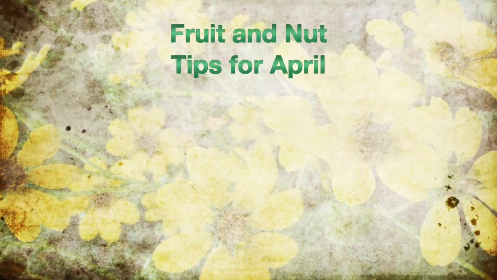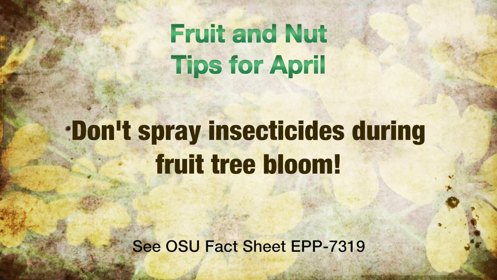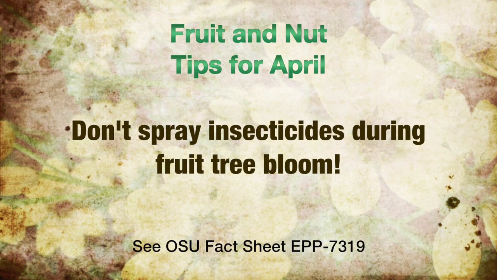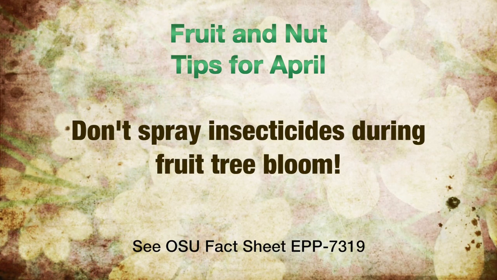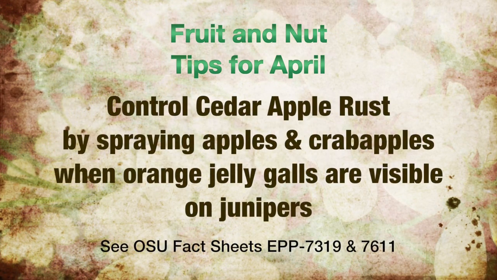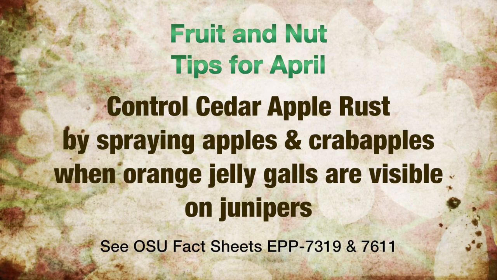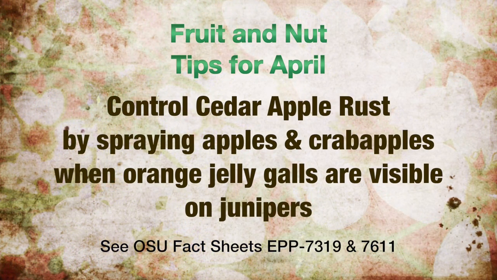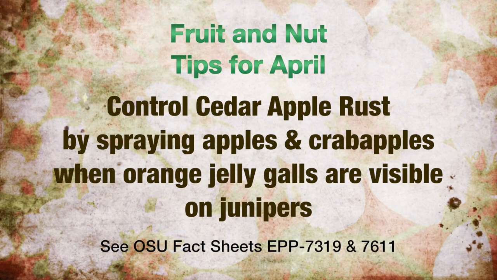Fruit and nut tips for April are: don't spray insecticides during fruit tree bloom or pollination may be affected. Disease sprays can continue according to schedule and label directions. Control cedar apple rust. When the orange jelly galls are visible on juniper following a rain, begin treating apple and crab apple trees with a fungicide.